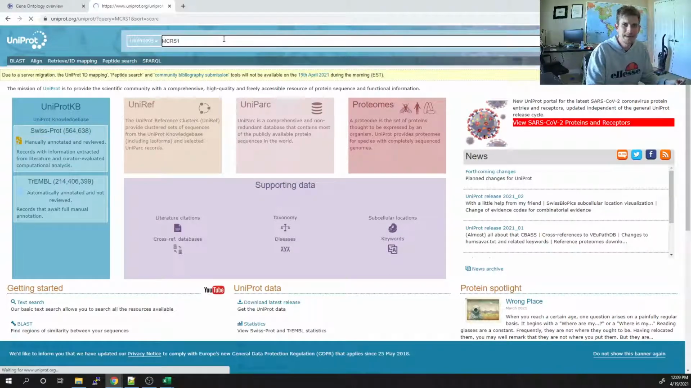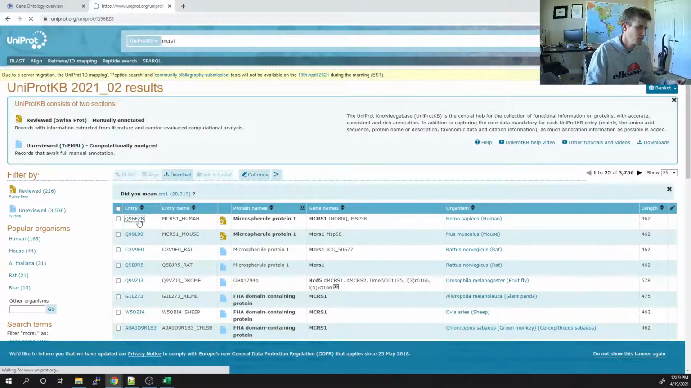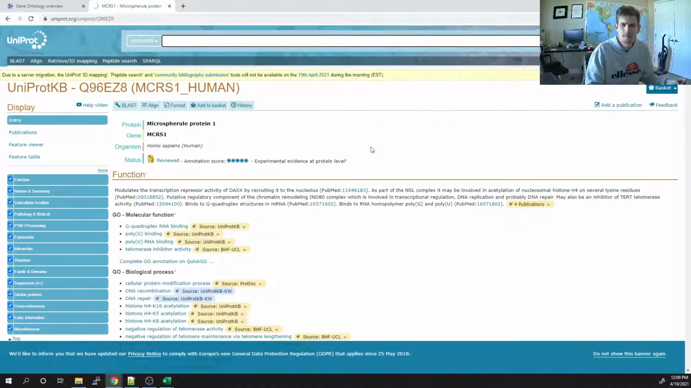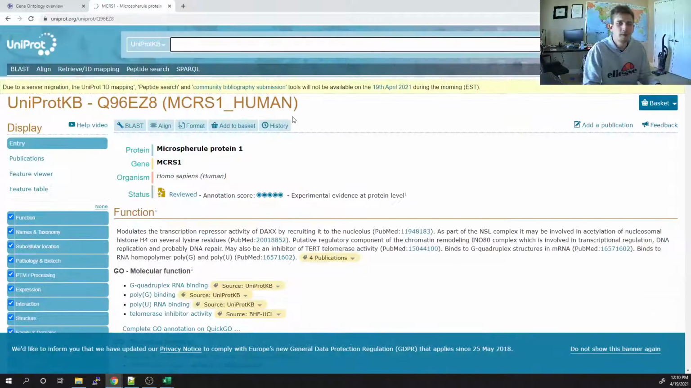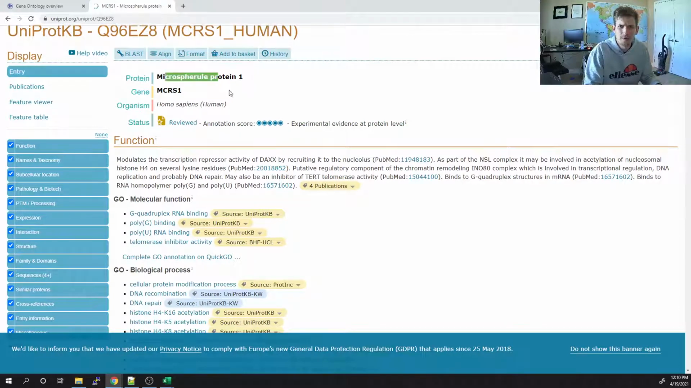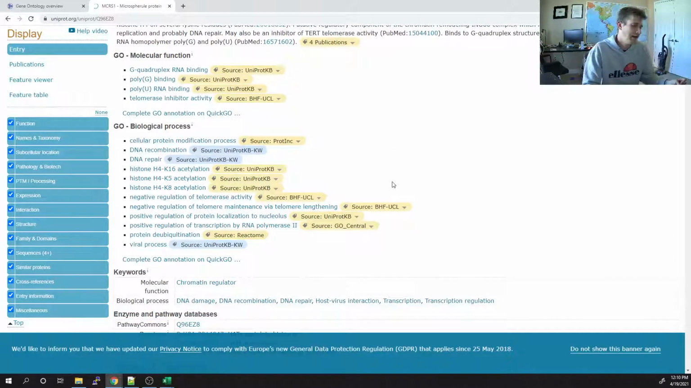Let's see if I can get any specific GO terms for MCRS1. Okay, so we do have these GO terms. These aren't going to be like the GO symbols, but we get the GO words. So we get a molecular function regardless of what the name is. Microspherule protein 1. Fine. So it's poly-G binding, poly-U binding, telomerase inhibitory activity, right?